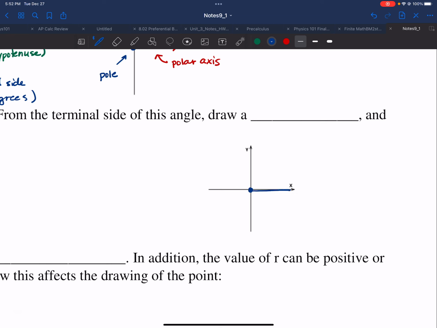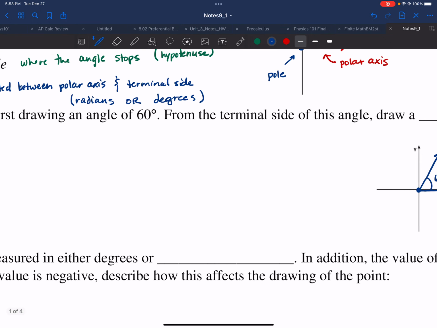This is going to be my polar axis. That's my x-axis. And then I'm going to go about 60 degrees. That's about like this. So this will be my terminal side. Okay, so this is my angle, 60 degrees. So I've got that set.